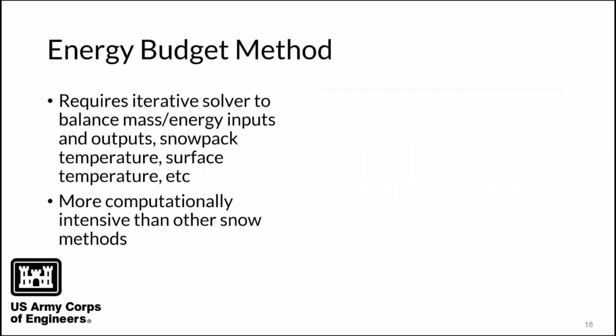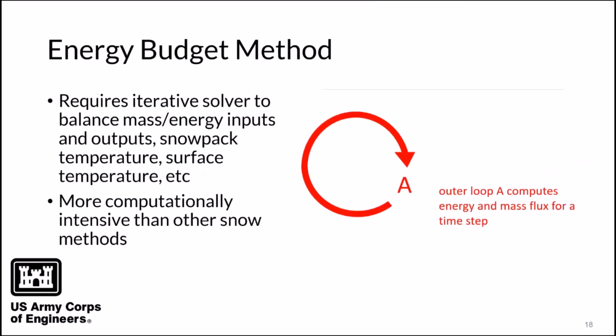I just want to impart on you really quickly what's going on internal to the computations within the energy budget method, because we have to iterate to solve some of these things. We essentially have more unknowns than equations, so we have to do some fancy math to figure that out. We have an outer loop. The first step is to compute energy and mass flux for a specific time step. What's a good guess for the energy and mass flux? What happened previously is a pretty good guess. So we'll start with that.